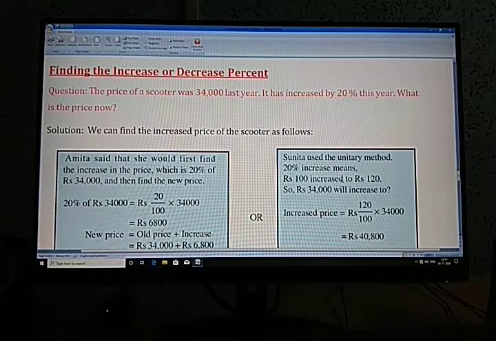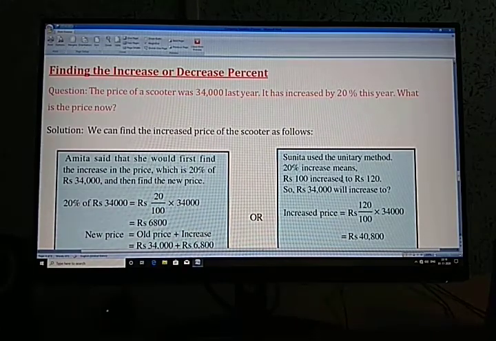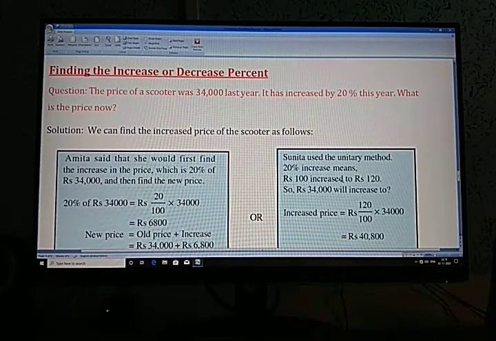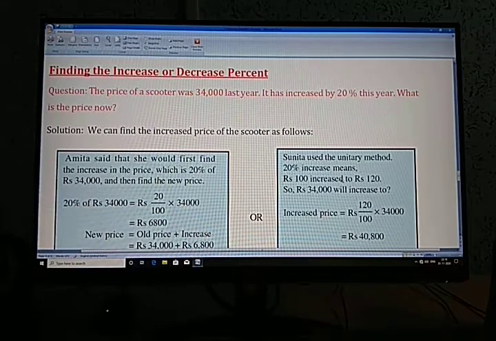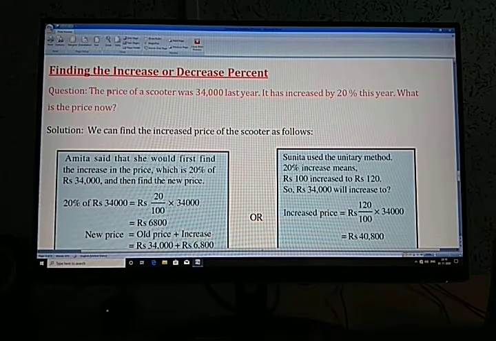Now, one thing you should remember is that the question will not always mention to find the increased percentage or the decreased percentage. It will not be mentioned always. So you have to read the question carefully, and from there itself find out whether the question has asked us to find the increased percentage or the decreased percentage. So let us read this question.